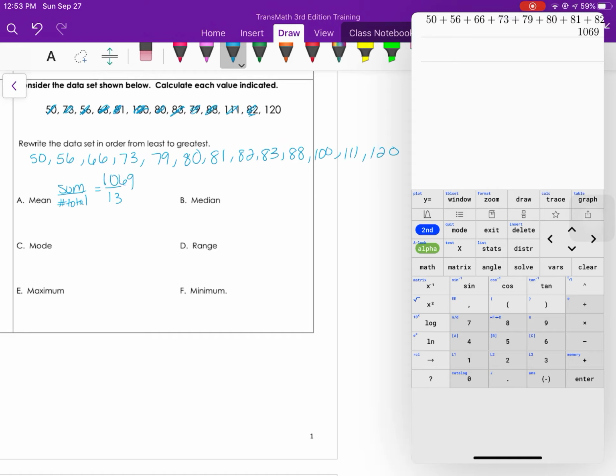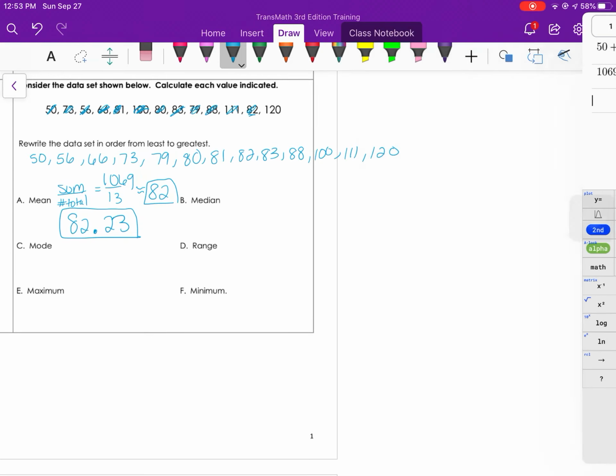And 120. So it's 1,069. And then to find the average, take 1,069 divided by 13. And it's going to be 82.23 if we just round that. Or if we rounded it to the nearest whole number, it would be rounded to 82, would be our average.